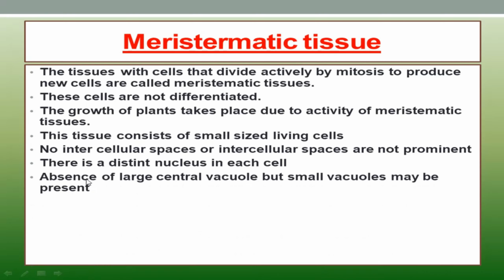Next point, absence of large central vacuoles, but small vacuoles may be present. In grade 10 we learned about plant cells. In plant cells we discussed a large central vacuole, but in the meristematic tissues there is an absence of large central vacuoles, but small vacuoles may be present.